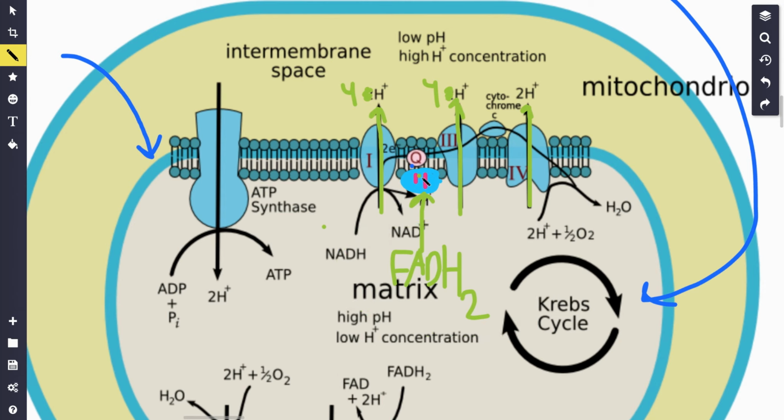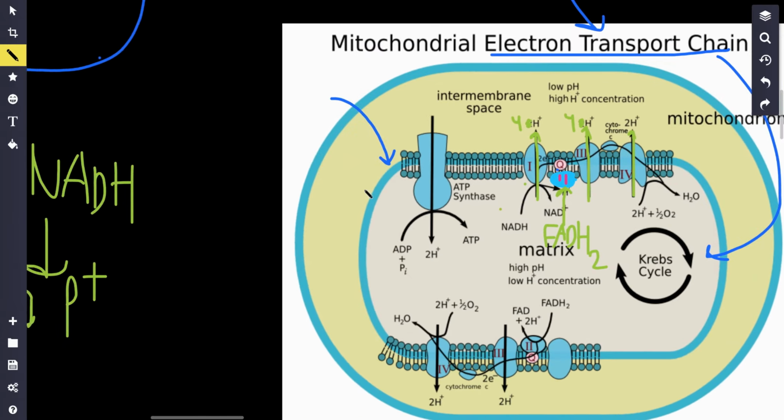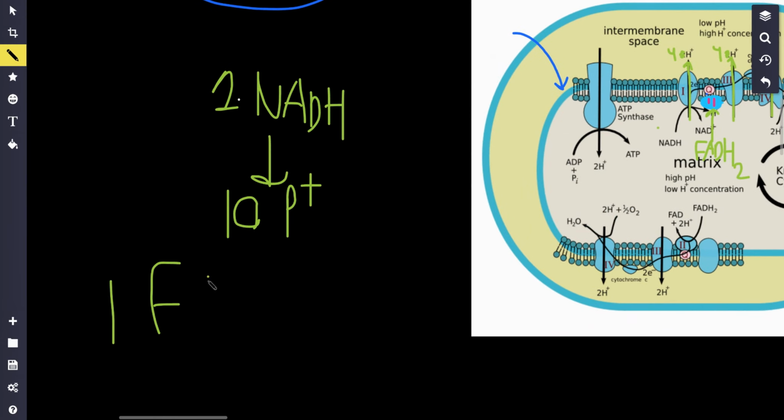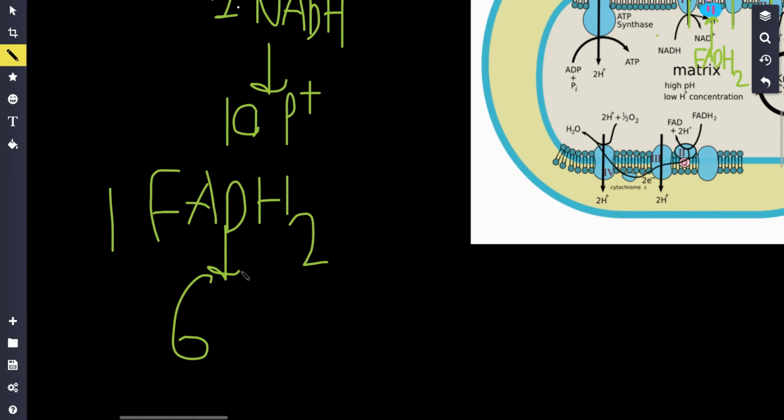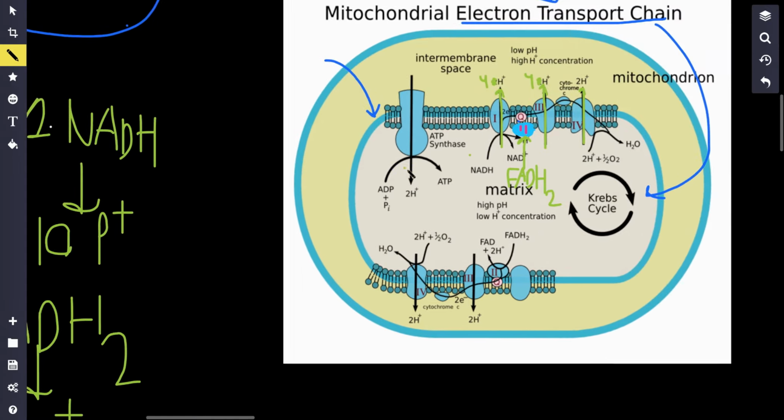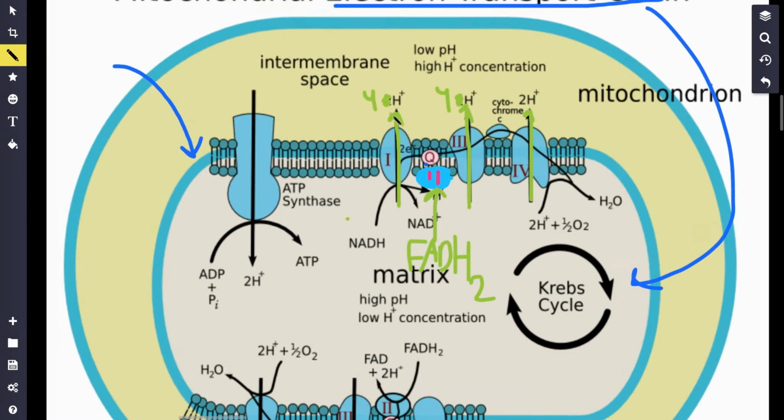Now, it turns out that complex 2 actually pumps out zero protons. So yeah, that's kind of sad. And then it travels to complex 3, which pumps out 4, and then it goes to the 4th one, which pumps out 2. So for every 1 FADH₂ molecule that you have, you're going to pump out 6 protons, okay? So yeah, there we go.